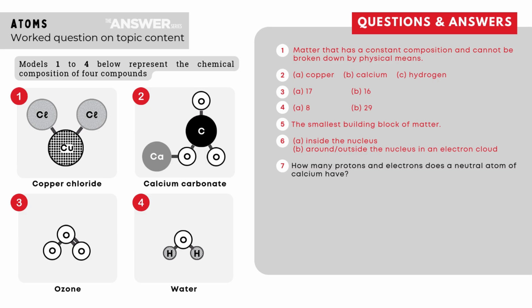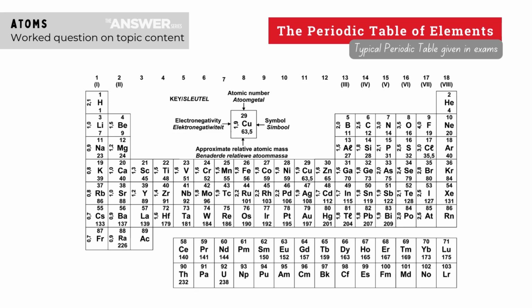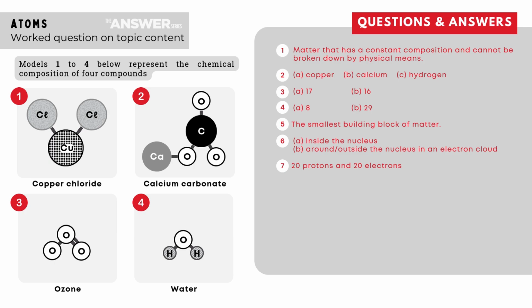Question 7. How many protons and electrons does a neutral atom of calcium have? So to answer this question, we first need to find calcium on our periodic table. So from question 2, you've already determined that the symbol for calcium is Ca. So finding calcium on the periodic table shows you an atomic number for calcium of 20. So that means that a neutral atom of calcium will have 20 protons and 20 electrons, because that atomic number tells us how many protons are present.